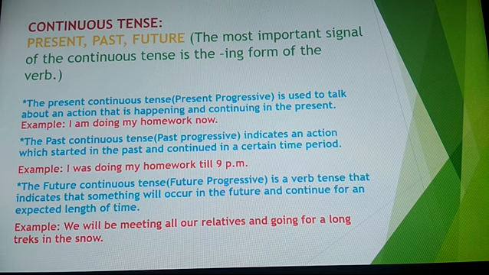So this is the explanation of the simple present tense, past tense. I have talked about the uses of present tense, past tense, and I had also talked about the continuous tense, present continuous tense, past continuous tense, and future continuous tense. Okay, still we have more. Okay, perfect tense also, and perfect continuous tense also we will be discussing.